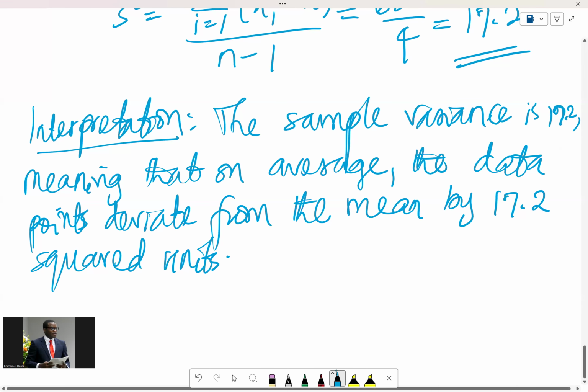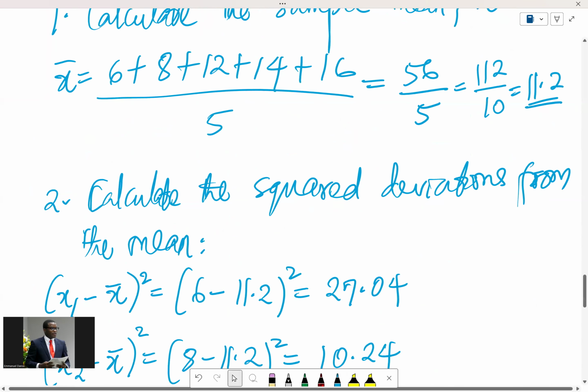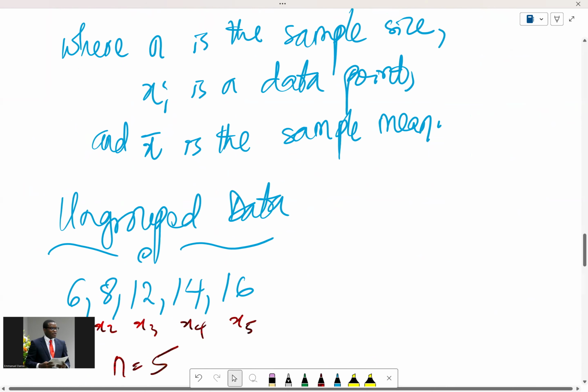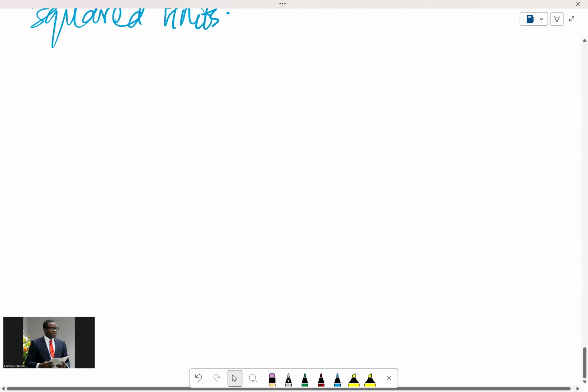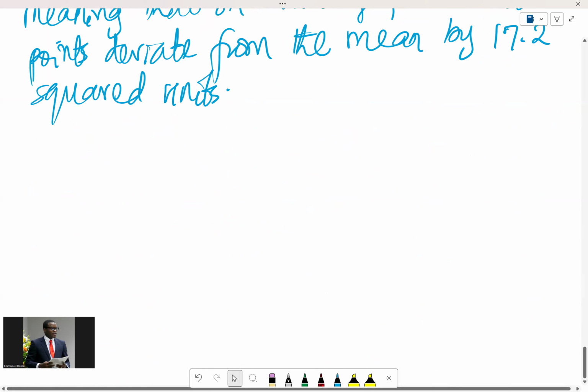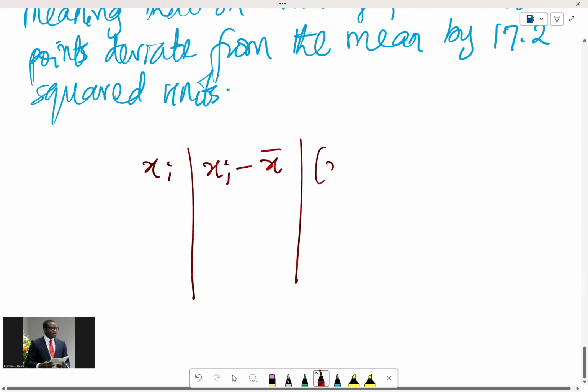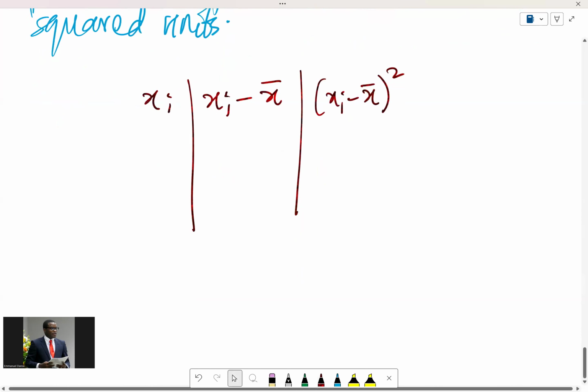Now, just like I said the other time, instead of working things out the way we've just done, it's more convenient, especially in an examination situation, to do these things in a table format. So you could just have your xi, and you can compute your x bar by the side. Then you have xi minus x bar, and next xi minus x bar all squared, and other things can follow from here.